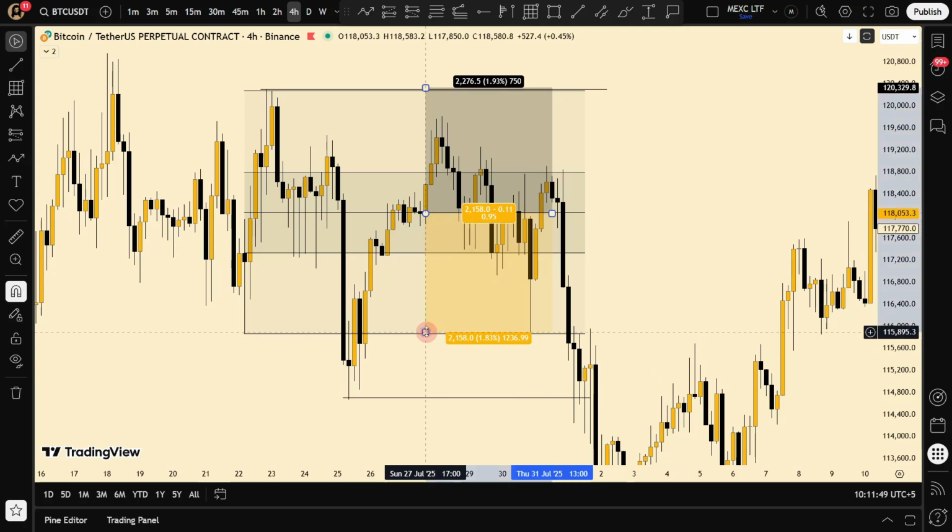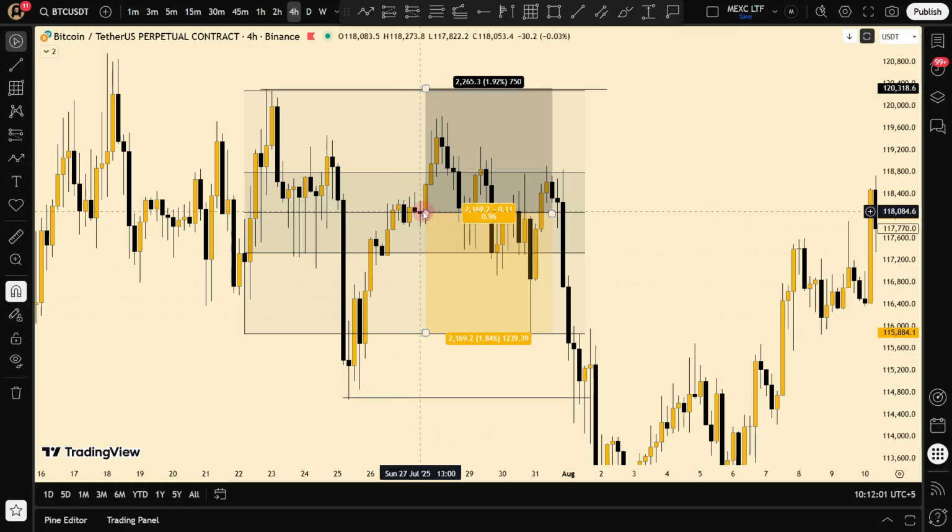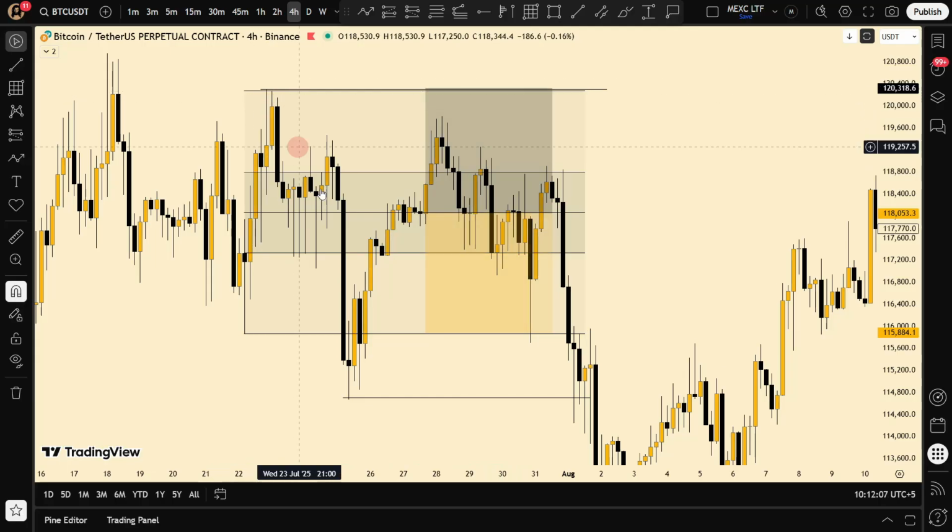It's literally this. This is the most basic setup. A 1 to 1. Price comes in, taps the 50%, you enter at the 50%, your stop loss is above the high, and your take profit is the start of this zone.